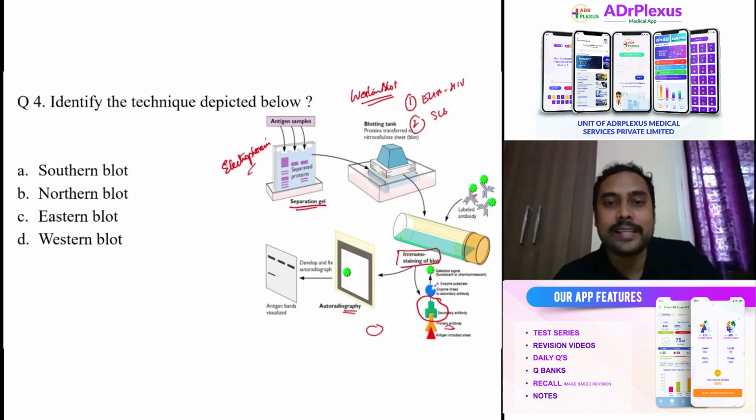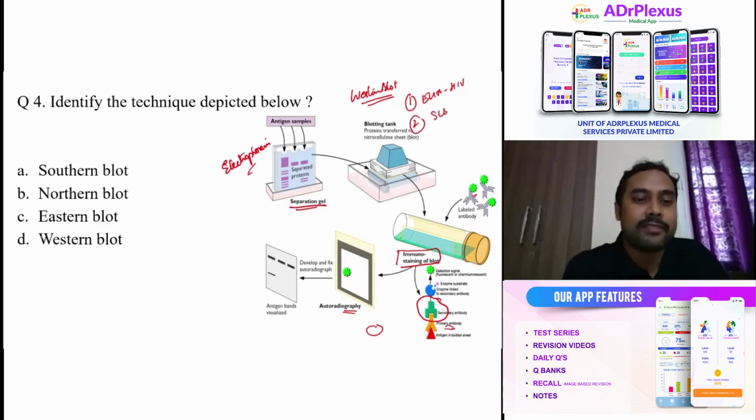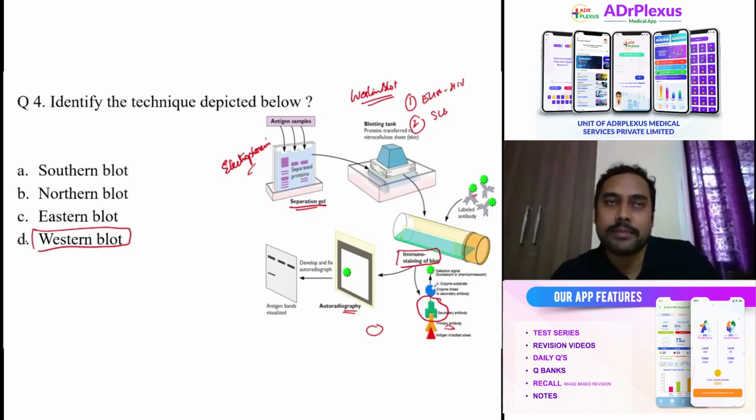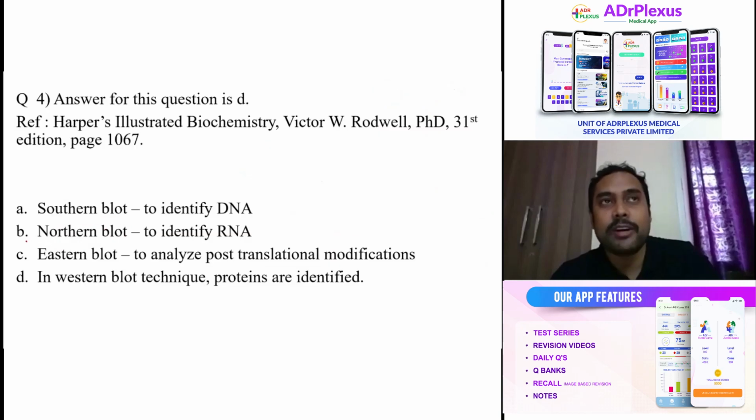So antigen-antibody detection is done by only one blot, which is called the Western blot. Some people say that antigens are proteins. Okay, the answer is Western blot here. What are the techniques to identify the other substances?